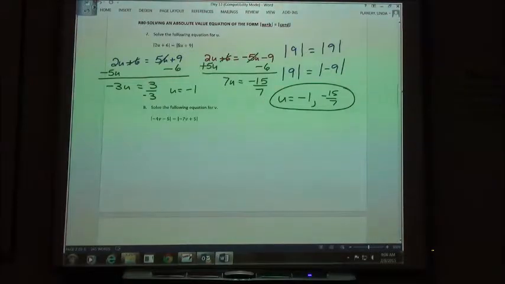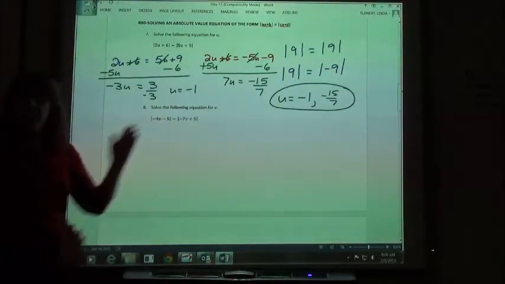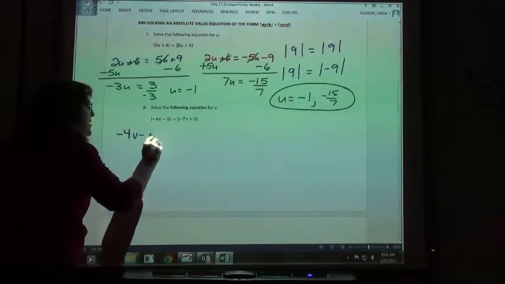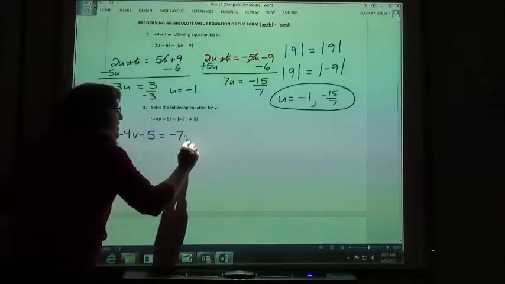So on number 8, same kind of thing. I've got absolute values on both sides. I want to set up my two cases that I'm going to have. First one, just leaving everything exactly the same as it is. -4v minus 5 equals -7v plus 5.